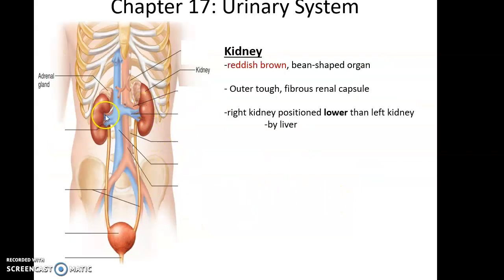So kidneys. Kidneys are reddish brown bean-shaped organs. They have a tough, fibrous outer renal capsule. And it turns out the right kidney is positioned slightly lower than the left kidney. This is because the liver, being such a large organ, requires the right kidney to be displaced somewhat inferiorly.